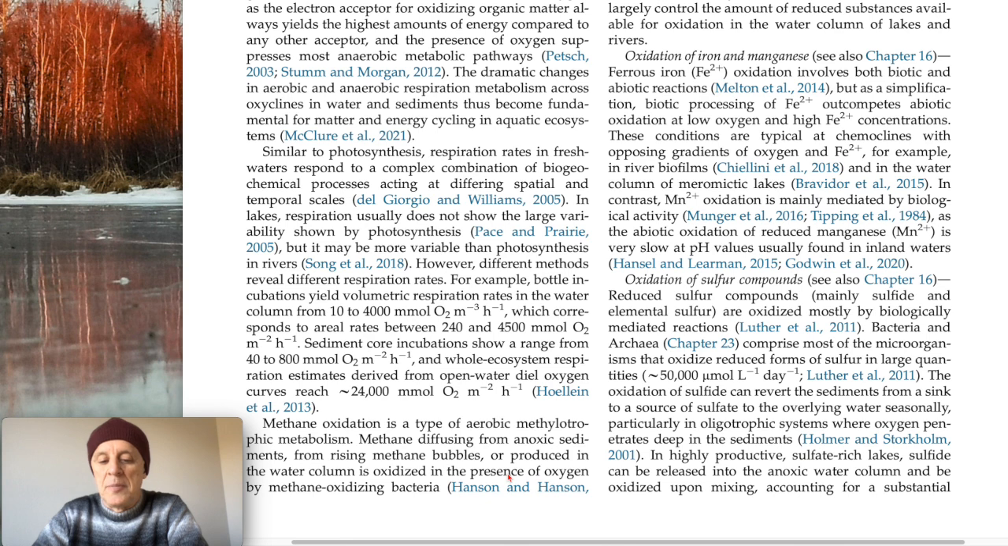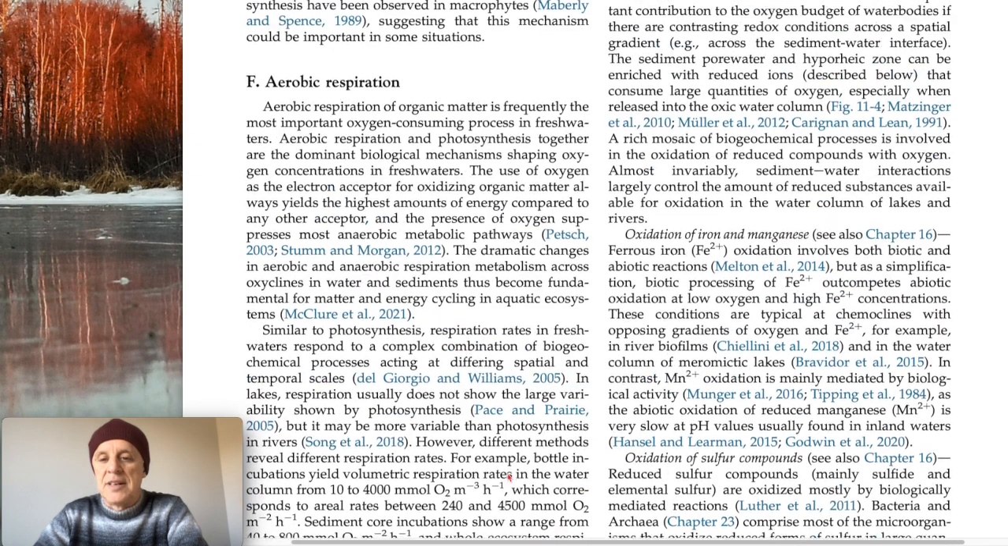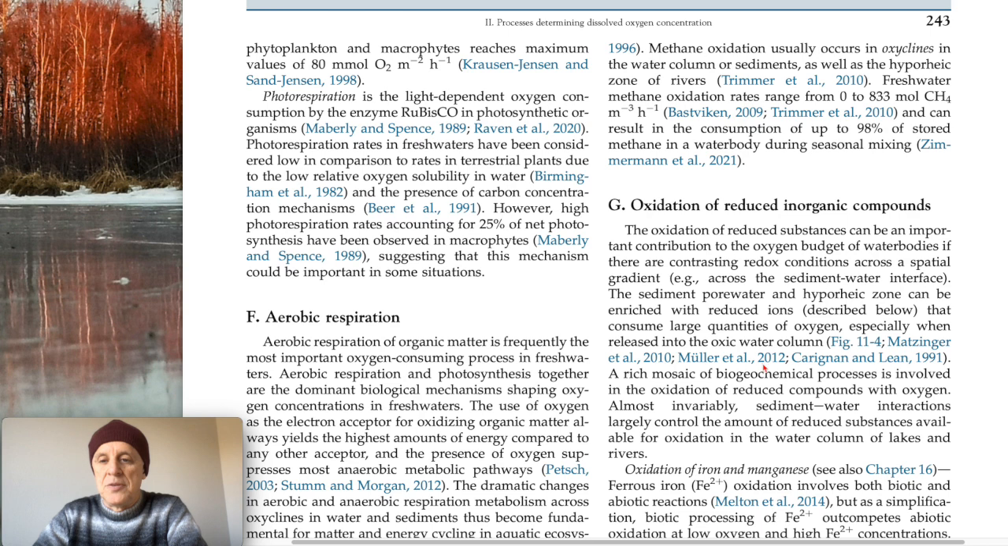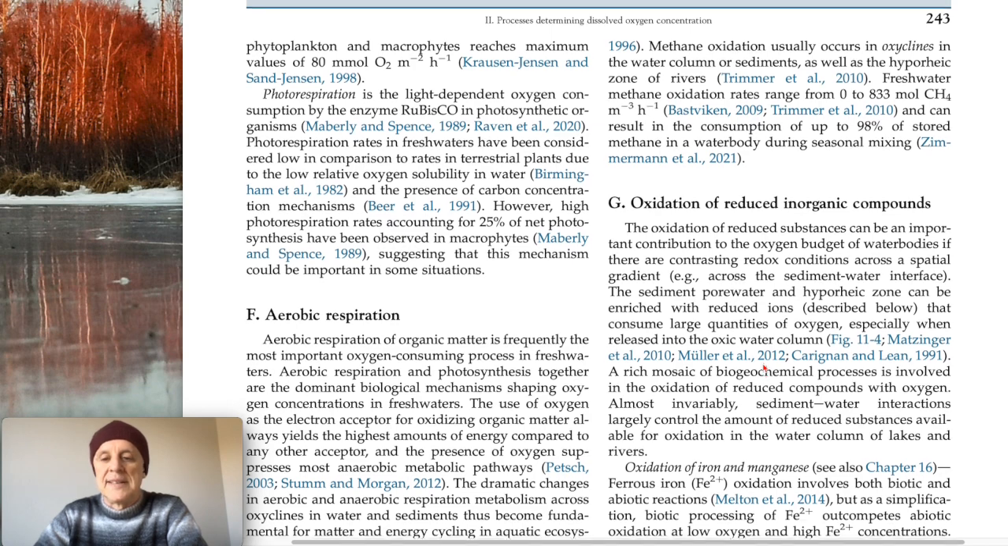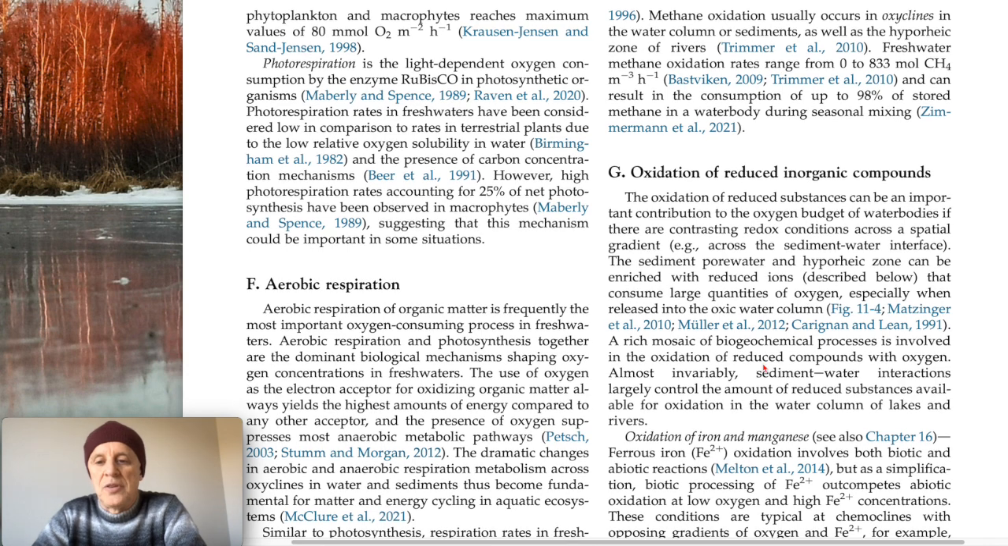Methane oxidation is a type of aerobic methylotrophic metabolism. Methane diffusing from anoxic sediments, from rising methane bubbles, or produced in the water column is oxidized in the presence of oxygen by methane oxidizing bacteria. Methane oxidation usually occurs in oxyclines in the freshwater column or sediments, as well as the hyporheic zone of rivers. Freshwater methane oxidation rates range from 0 to 833 micromoles of methane per meter cubed per hour and can result in the consumption of up to 98% of stored methane in a water body during seasonal mixing.